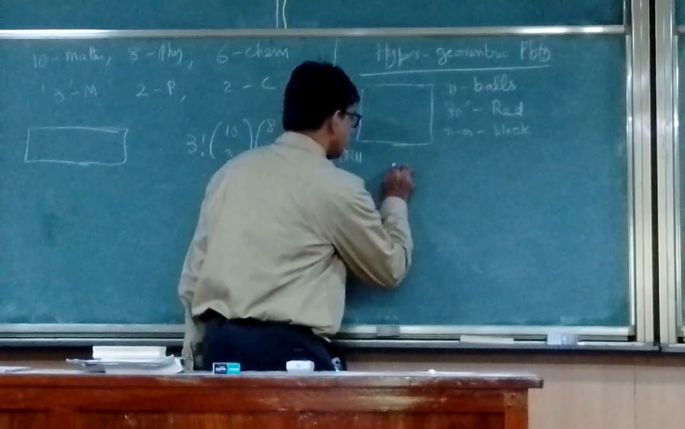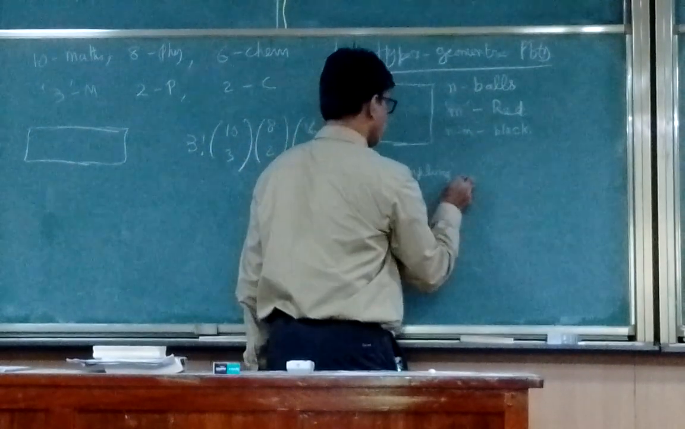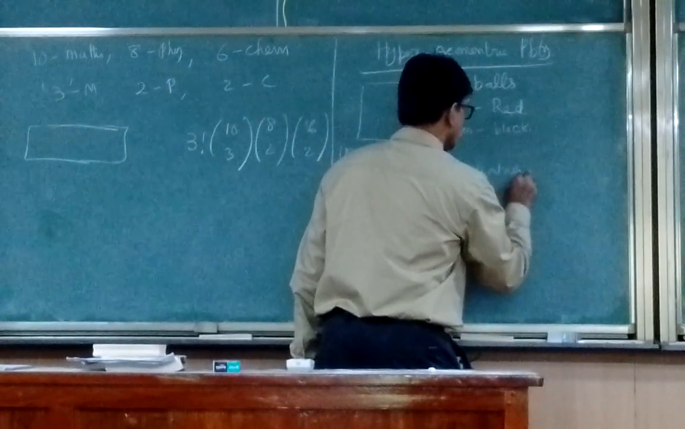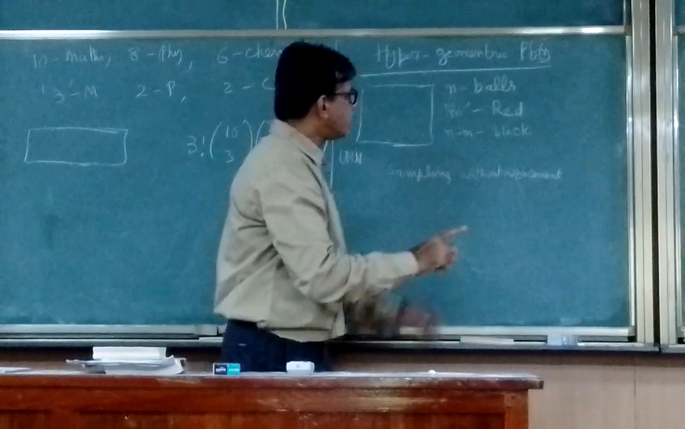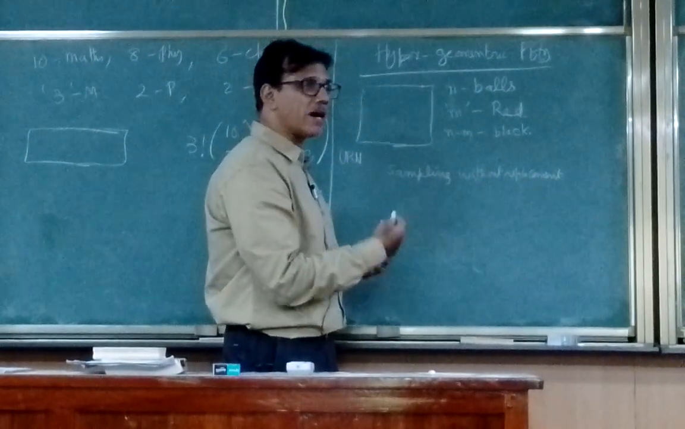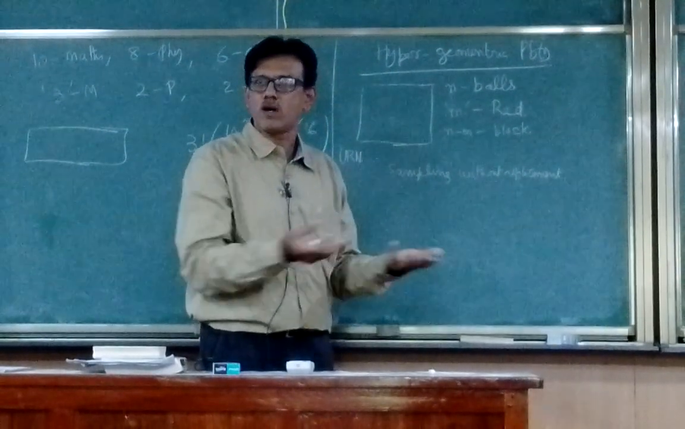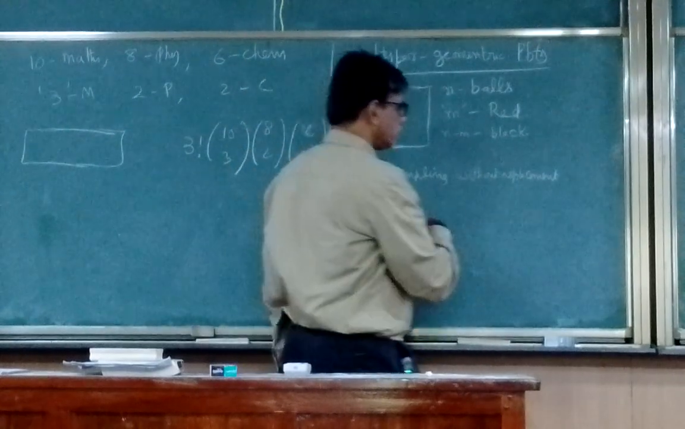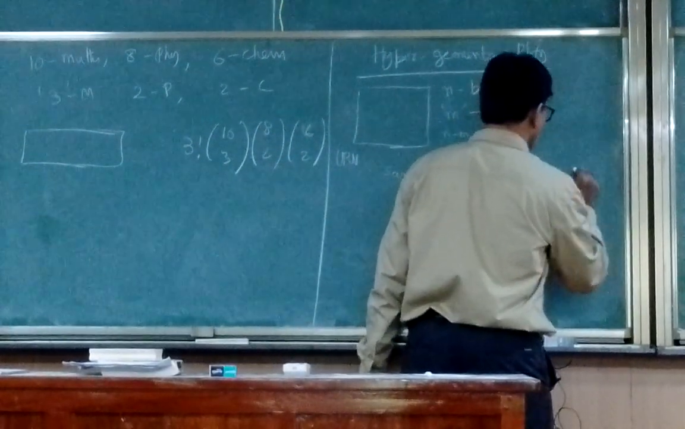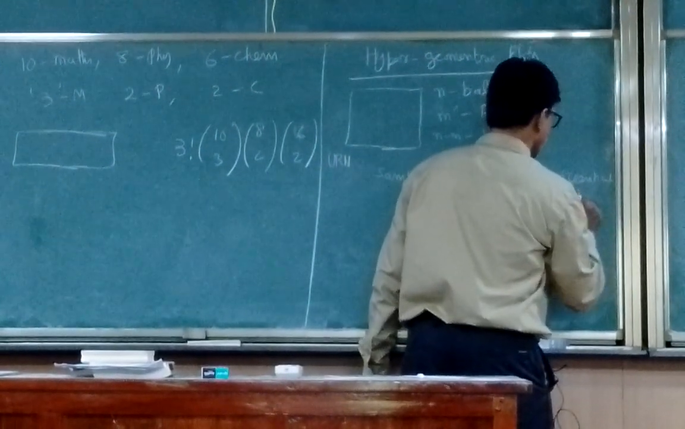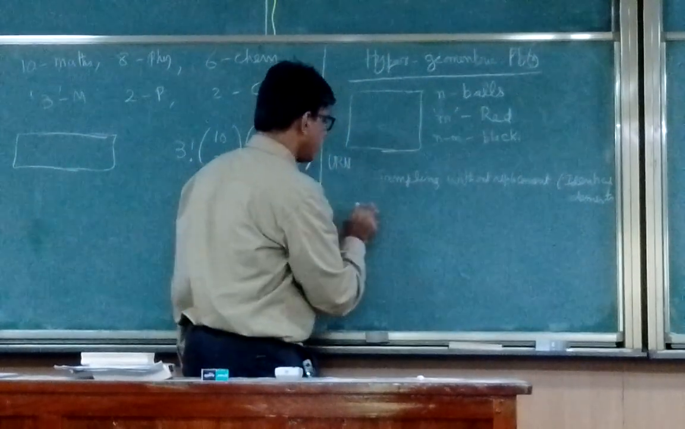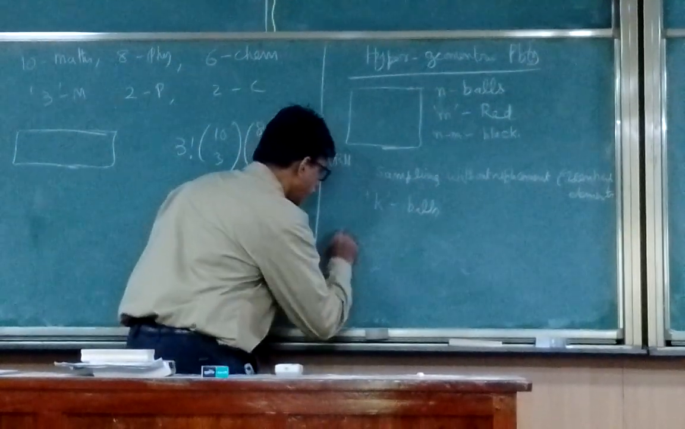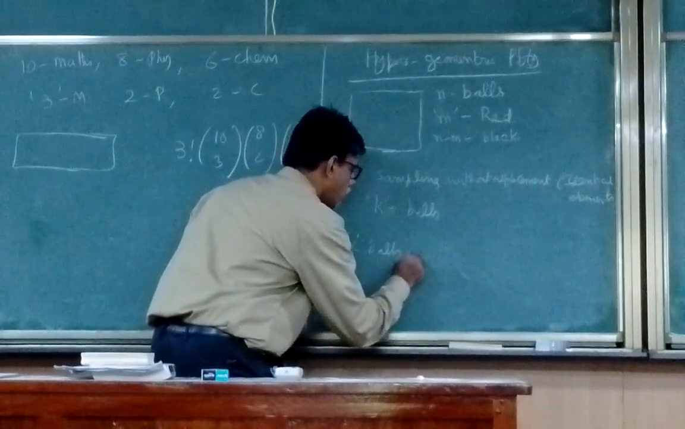So we are interested in sampling without replacement. Incidentally, the balls are all identical, which is what we generally assume. So here again the order does not matter. Once we draw, we have all red balls, so what is the order here? It is identical, so that is one way of saying it is without ordering. What we are interested in is picking k balls and finding the probability that i balls are red.